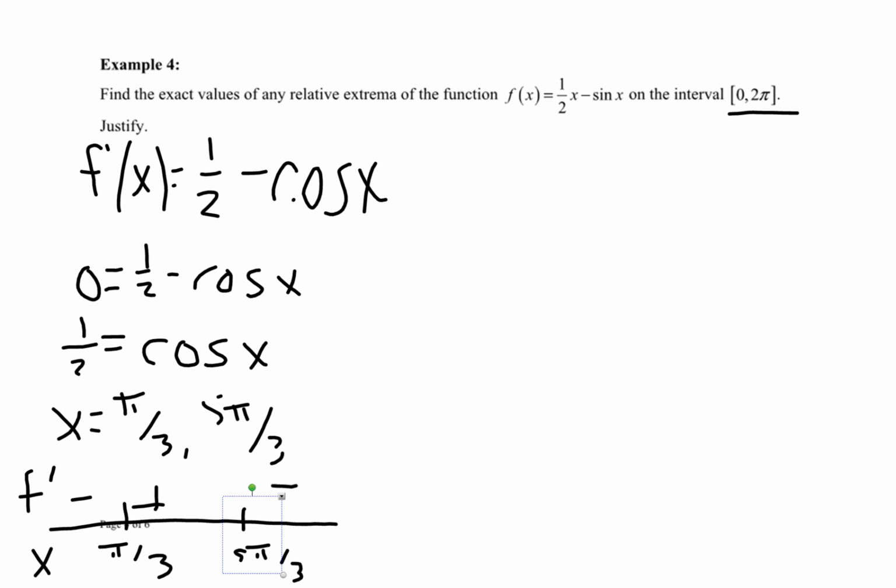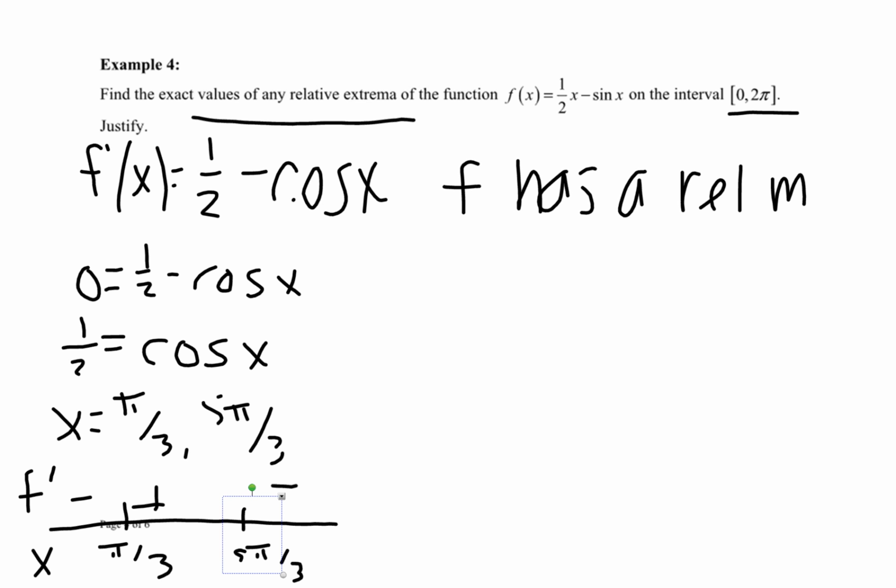So that tells us we need to find any values of relative extrema. So f has a relative min at x equals pi over 3. Now this says find the exact values of the relative extrema. So we're talking about what is that value. It doesn't say where do these extreme values occur. It says what are the exact values. So I'm going to change this just a little bit.